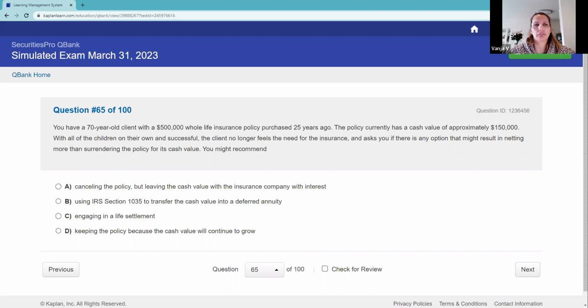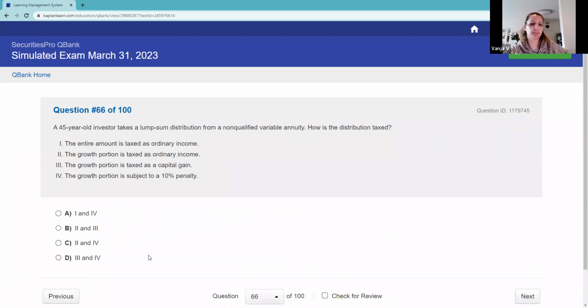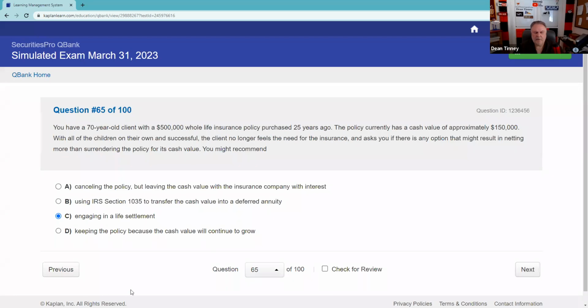Engaging in a life settlement, if... with a life settlement, that's called a viatical settlement. Low probability, but that's where you agree to sign over your insurance policy to someone, they give you some money, and then when you die, they get the money. This one was a little tougher. It's a low probability, but that's the right answer. It's a life settlement, viatical.